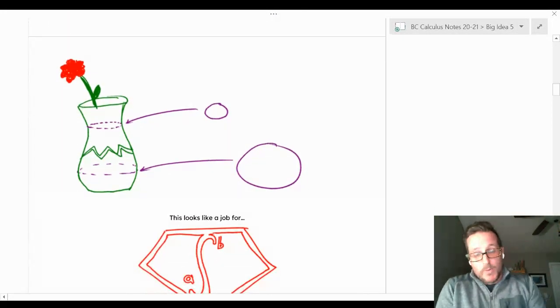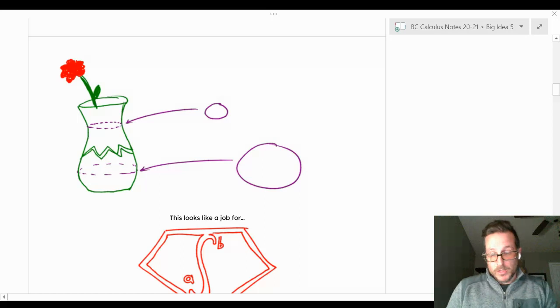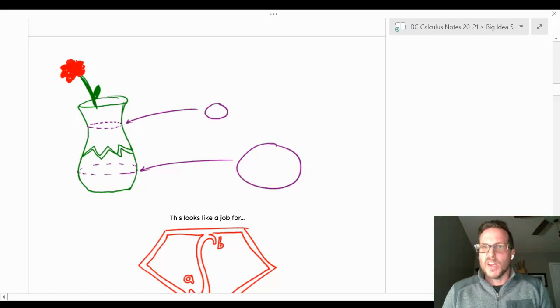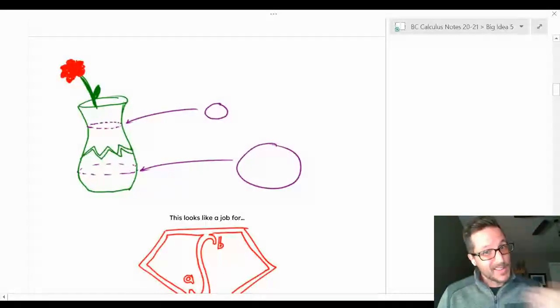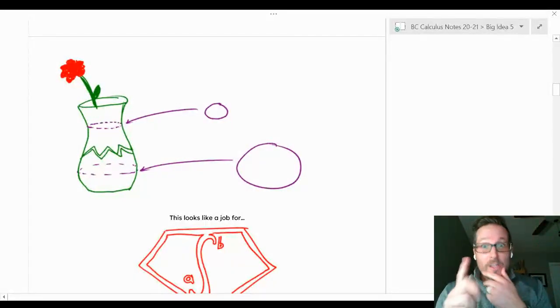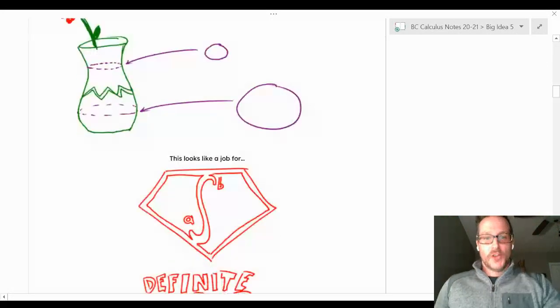So like a vase, right? In a vase, if you cut it somewhere, you're going to get a circle. Now that circle could be small, it could be big. It's different sizes. So how would we find the volume in that case? Because it's kind of like a cylinder, but it's kind of not at the same time. Well, this looks like a job for a definite integral.